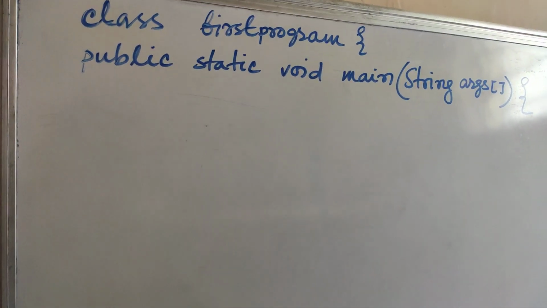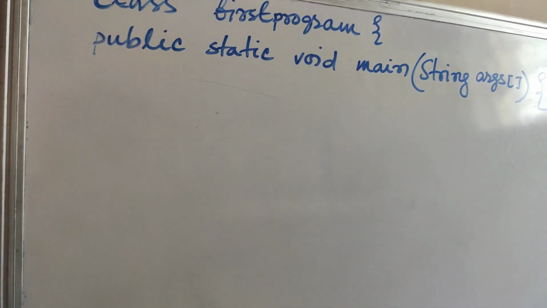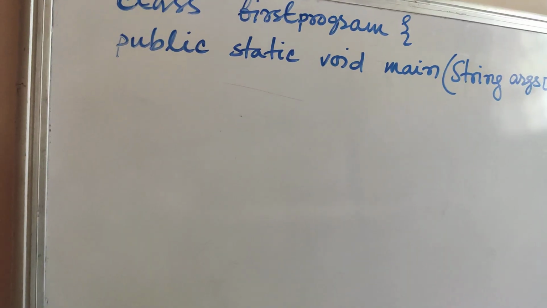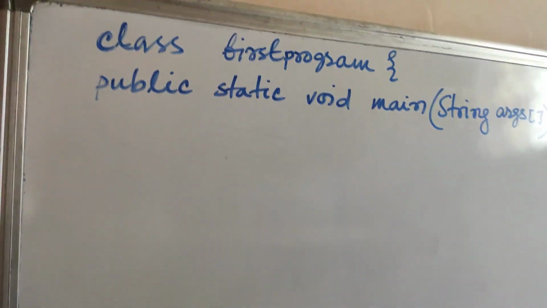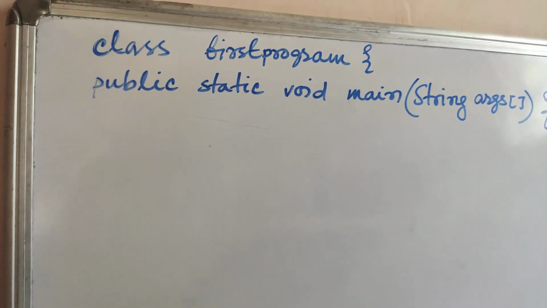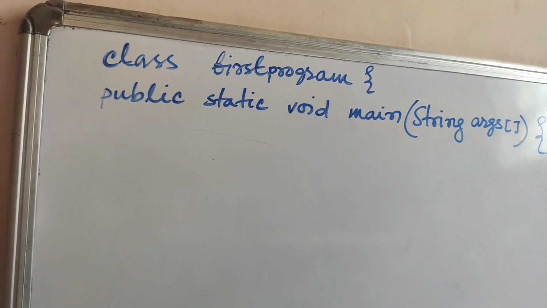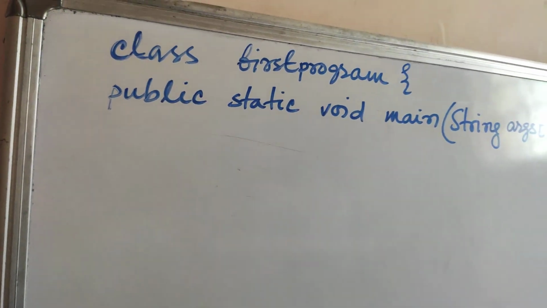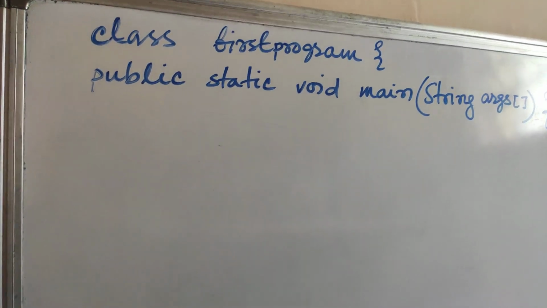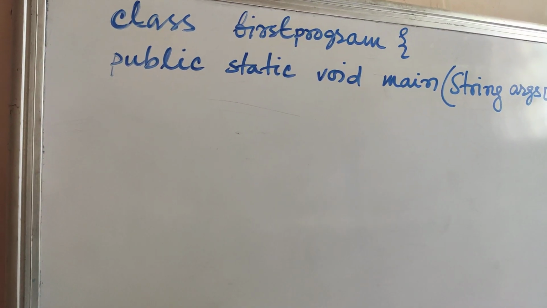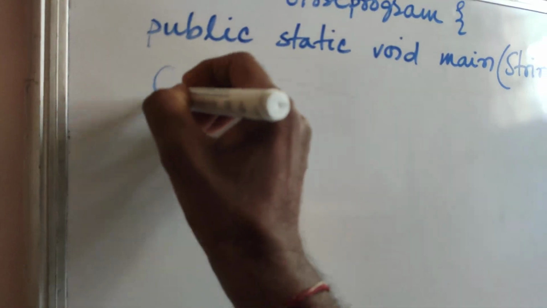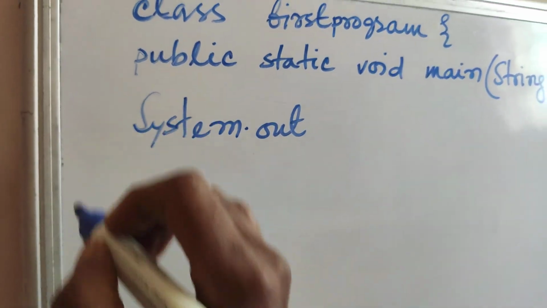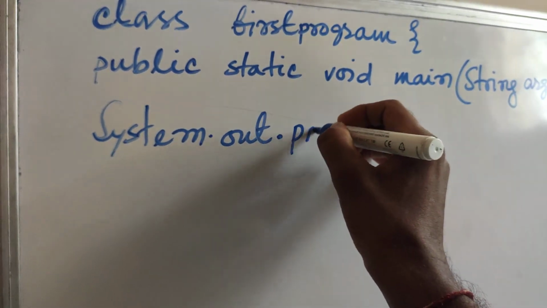Now suppose I want to display my name or address. So which statements do we use? In Java language, if I want to display any information on the terminal screen, then we have to give System.out.print and println. Two statements are there. System.out.println, with S capital letter.